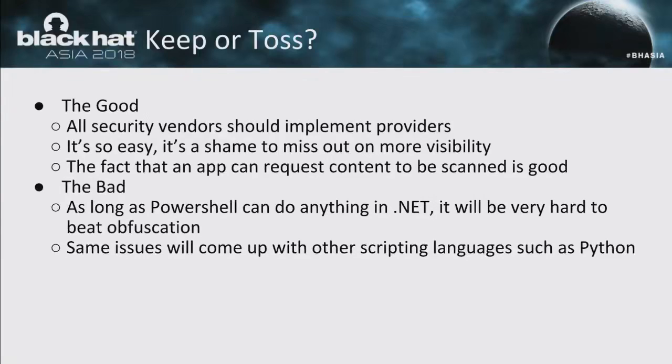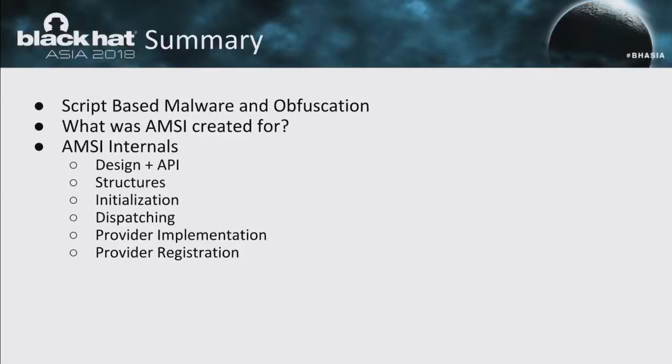But the bad thing is, as long as PowerShell can do anything in .NET and access native methods, it'll always be nearly impossible to beat obfuscation. And the same issues are going to arise when we try to integrate AMSI into other scripting languages, such as Python, for example, because as long as you can control your own memory address space from the scripting language, then you can always mess with this kind of defense mechanism.